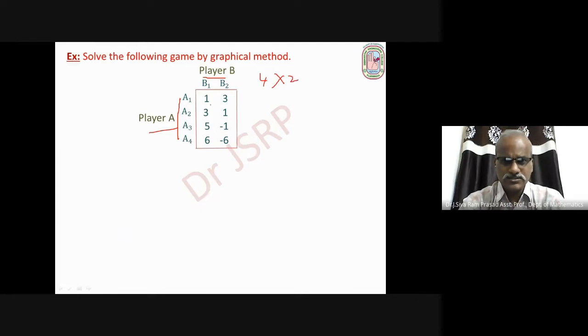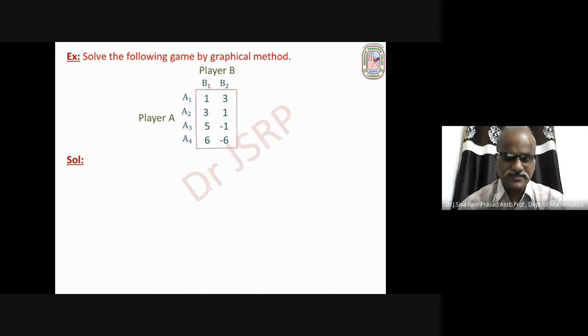Compare rows. We can reduce one row by applying dominance principle if it is possible. Clearly no row will be deleted. Compare rows: 1 less than 3, 3 greater than 1, so first row and second row are not comparable. Next, 1 less than 5, 3 greater than minus 5, minus 1, so first row and third row are not comparable. Clearly, we are not able to reduce the size of the payoff matrix by applying dominance principle.